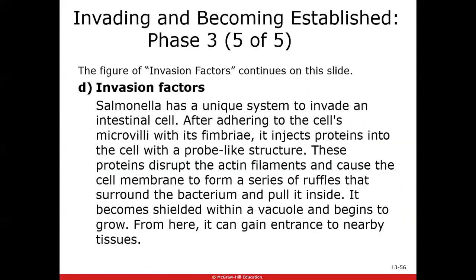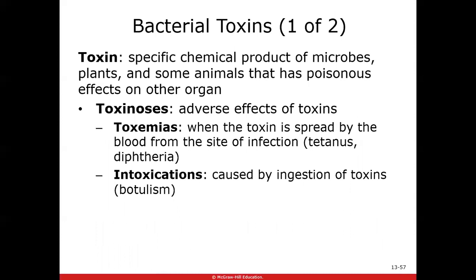So here are some of the invasion factors. Salmonella has a unique system to invade intestinal cells. After adhering to the cell's microvilli, it injects proteins into the cell with a probe-like structure. These proteins disrupt the actin filaments and cause the cell membrane to form a series of ruffles that surround the bacterium and pull it inside. It becomes shielded within a vacuole and begins to grow. From here, it can gain entrance to nearby tissues. This just describes what we just saw.